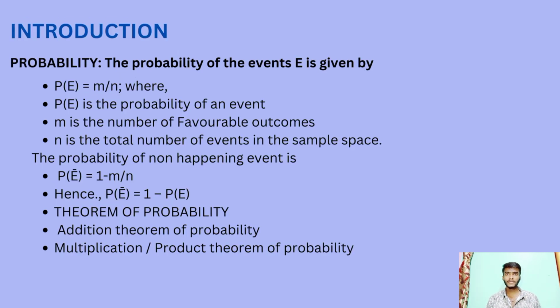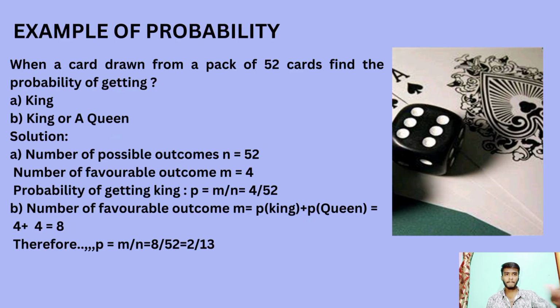Now let us see the introduction. Probability. The probability of the event E is given by P of E is equal to M divided by N, where P of E is the probability of the event, M is the number of favorable outcomes, N is the total number of events in the sample outcome. The probability of non-happening events is P of E dash is equal to 1 minus M by N. Hence, P of E dash is equal to 1 minus P of E. Theorem of probability: addition theorem of probability, multiplication theorem.